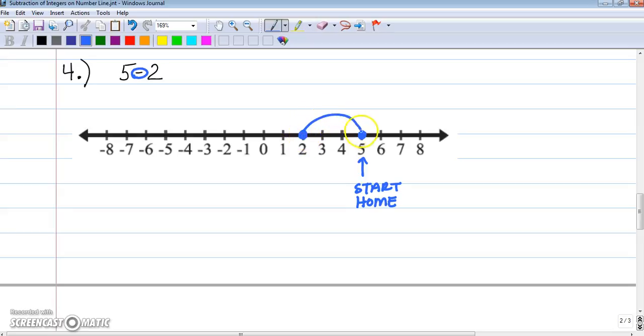Draw my hoop. And now I'm going to figure out the distance, and I want to get back home, so I'm traveling 1, 2, 3 units to the right. So how far away from 2 is 5? It's 3 units to the right.